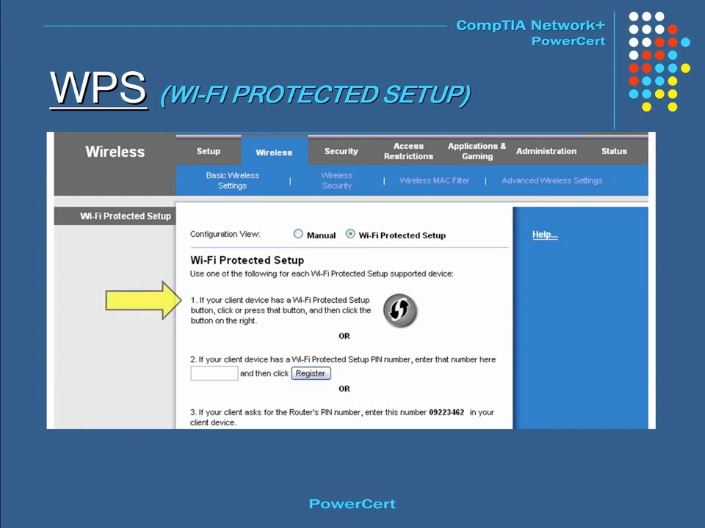So you could use method 1 if your client has a Wi-Fi Protected Setup button. You would just press that button, then within 2 minutes you would press the WPS button here on this page, or you can just press the physical WPS button on the router itself, and then you'll be connected. You can also use method 2 if your client has a WPS PIN number. You would just enter that number in here and press register. Or you can use method 3 if your client asks for the router's PIN number, and you would just enter this number into your device, and then you'll be connected.